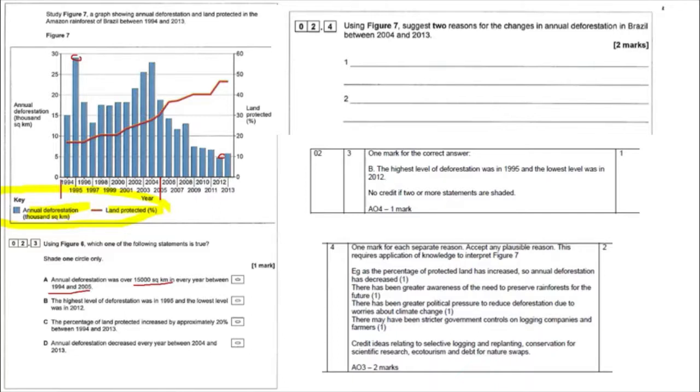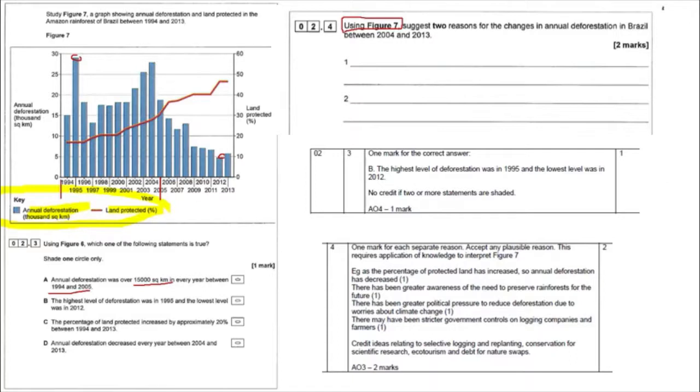Right, then I get to 2.4. Now 2.4 is, you've got to be really careful with this. It says using figure 7. Now what that means is if you don't use figure 7 at all, you can't get the marks. You really need to actually use some evidence from that diagram.